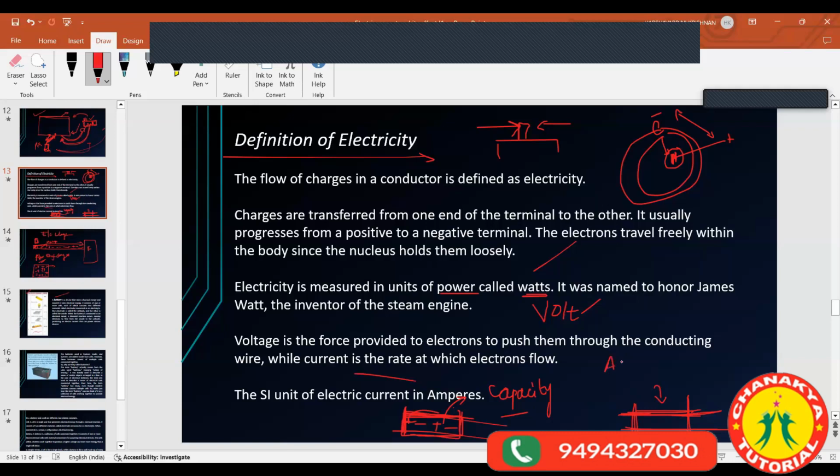So how many amperes of current a particular insulator can hold up? That is exactly the rate at which the electrons flow, in the sense current it can hold up. But potential, that is voltage, is the force. Voltage is the kind of force provided to electrons. Electrons are simply plus and minus charges. I mean, you can take no plus charges, only negative charges or electrons.